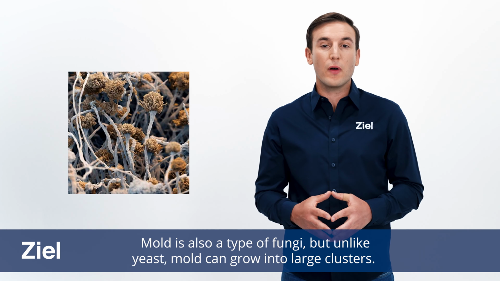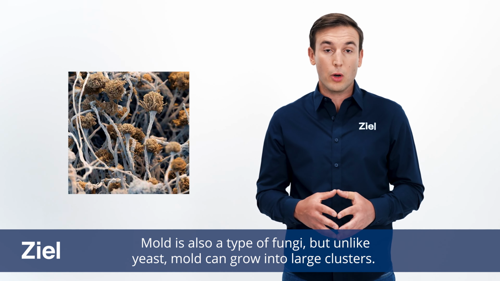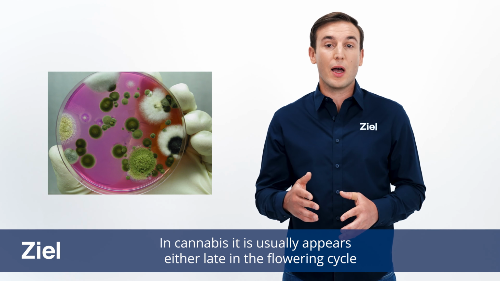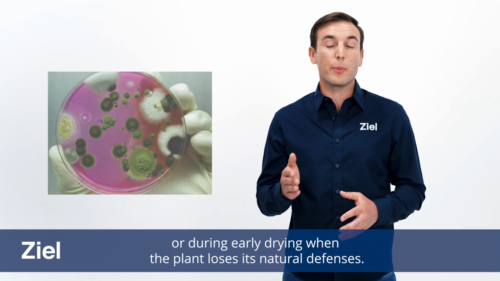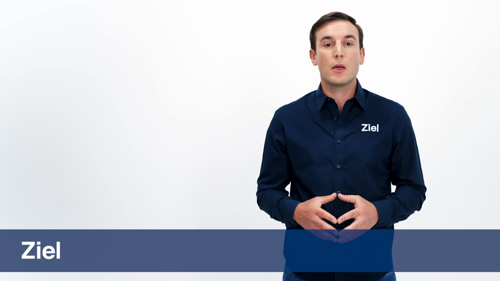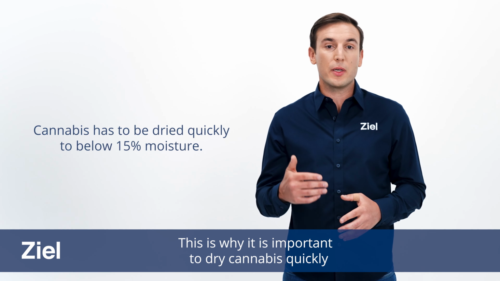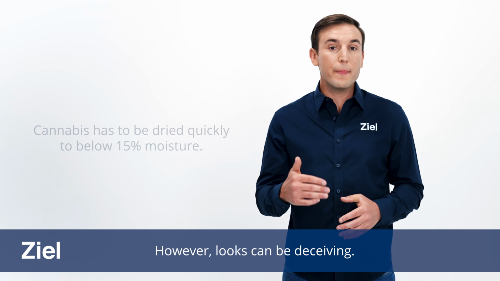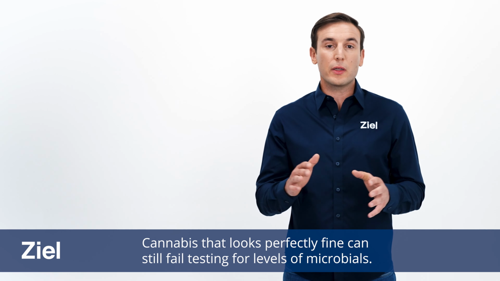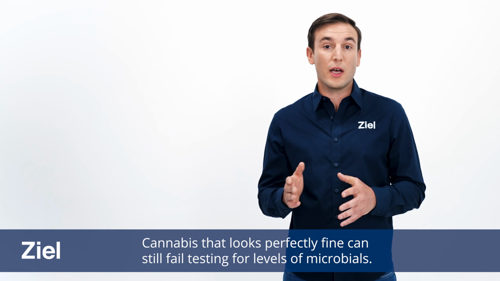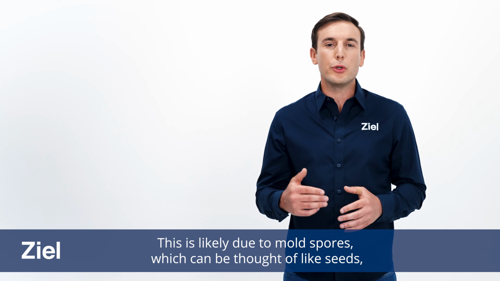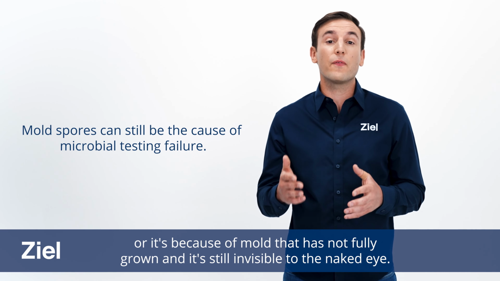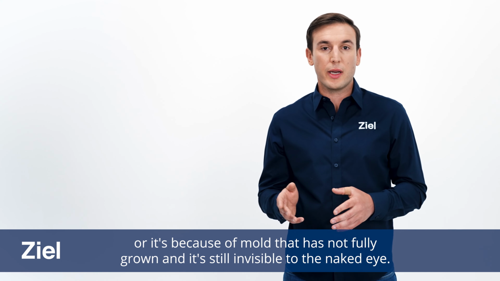Mold is also a type of fungi, but unlike yeast, mold can grow into large clusters. In cannabis, it usually appears either late in the flowering cycle or during early drying when the plant loses its natural defenses. This is why it's important to dry cannabis quickly and reach a moisture level below 15%. However, looks can be deceiving. Cannabis that looks perfectly fine can still fail testing for levels of microbials. This is likely due to mold spores, which can be thought of like seeds, or it's because of mold that has not fully grown and is still invisible to the naked eye.